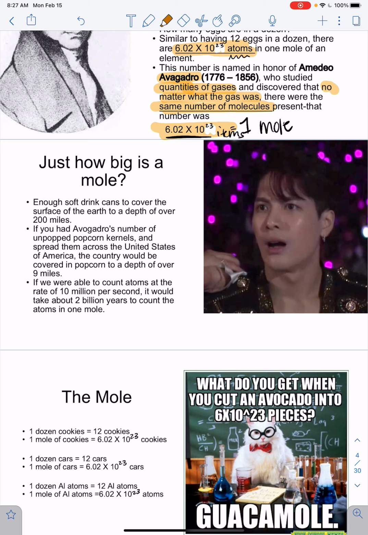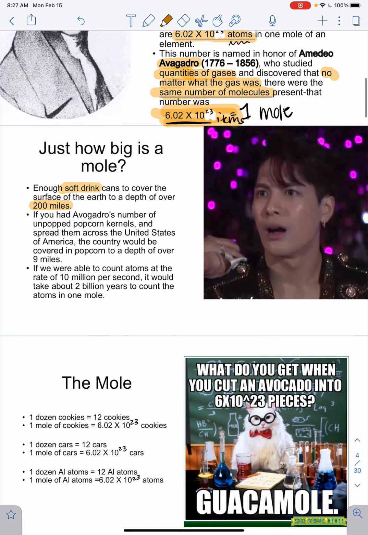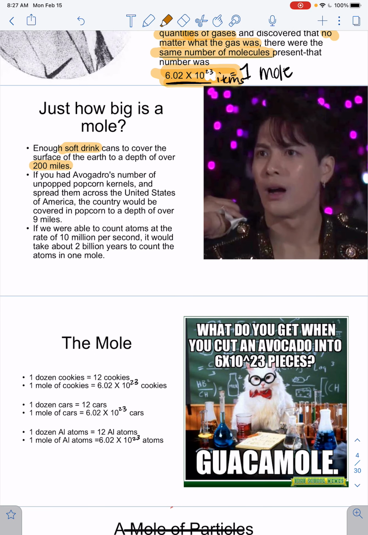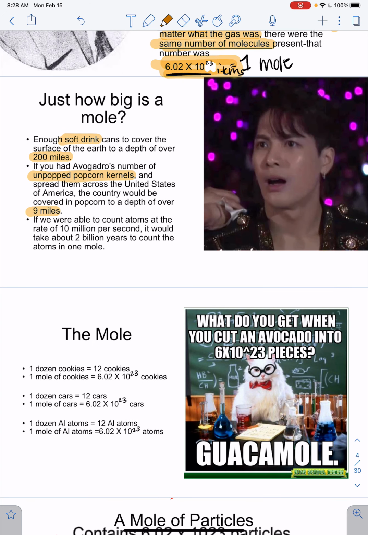So if we were to get 6.02 times 10 to the 23rd soft drinks to cover the surface of the earth, it would cover the earth in a depth of up to 200 miles. Okay? That's a lot of depth. If we had, let's go something smaller, that amount of unpopped popcorn kernels just covering the United States of America, the country would be covered in a depth of 9 miles. If we were to count atoms at the rate of 10 billion per second, it would take 2 billion years to count the atoms in 1 mole.